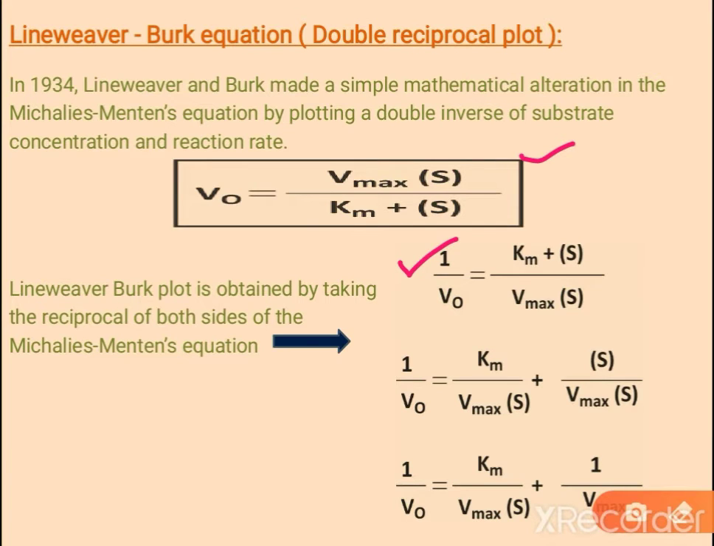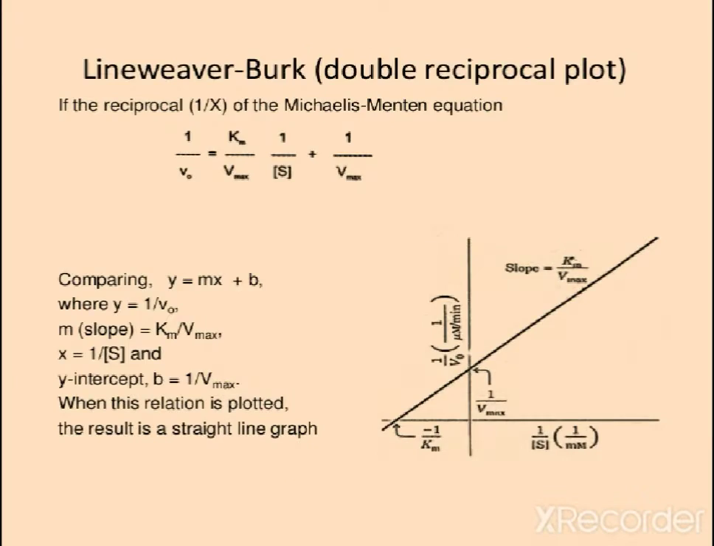By calculating, we get the final equation, which is 1/V0 = Km/Vmax × 1/[S] + 1/Vmax. So, if we compare this final equation with the straight line equation, which is y = mx + b, then we get this. 1/V0 is represented by y, Km/Vmax is represented by m, 1/substrate concentration is represented by x, and 1/maximum velocity is represented by b.